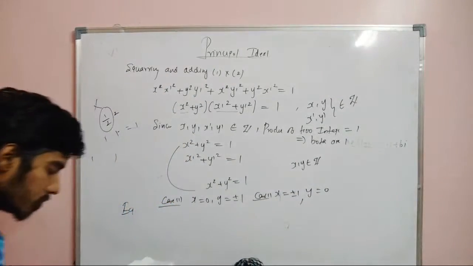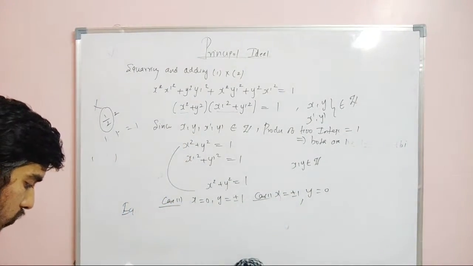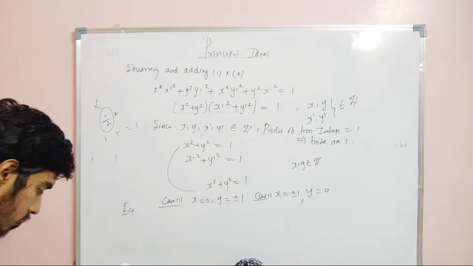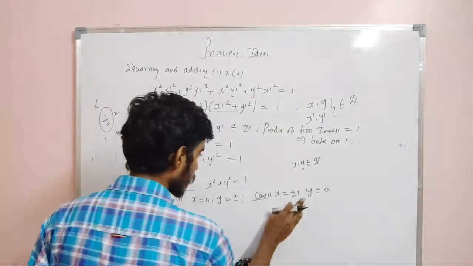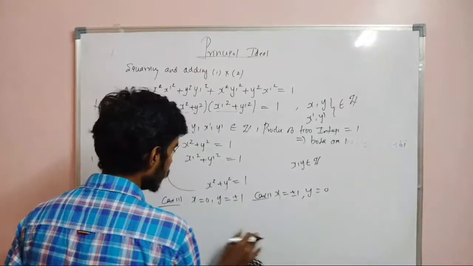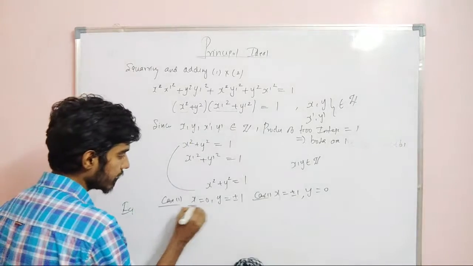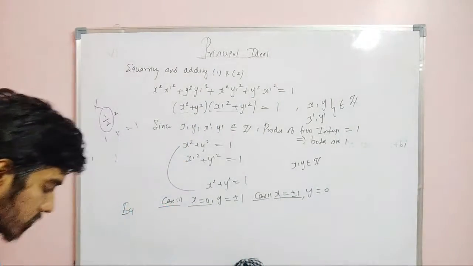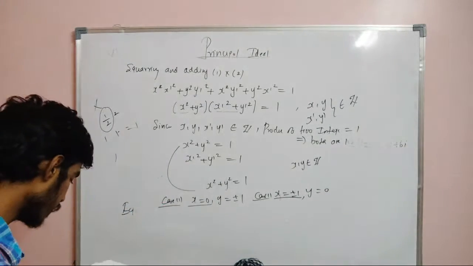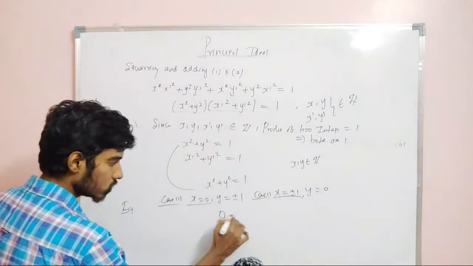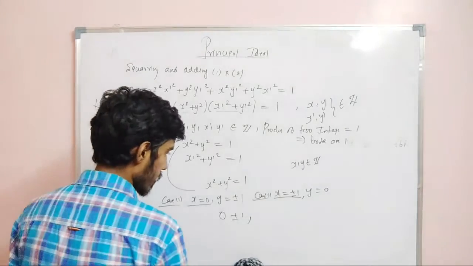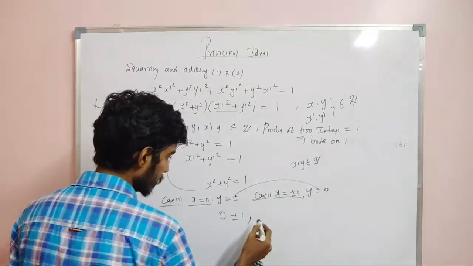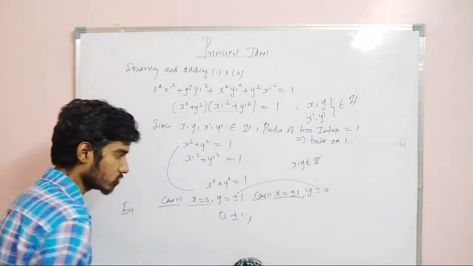X can be plus or minus 1. So therefore you just combine this and this. So x is 0 here and x is plus or minus 1 here. So therefore 0 plus or minus 1, and if you combine this and this, y can be 0 plus or minus 1.